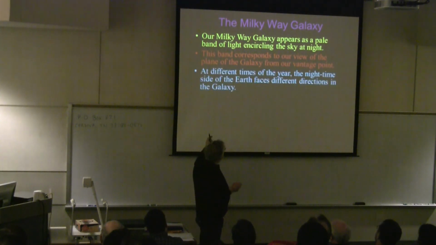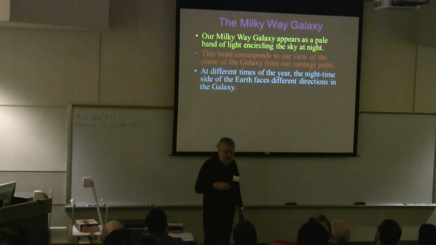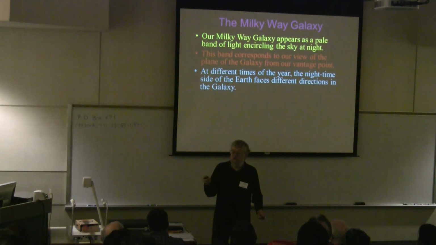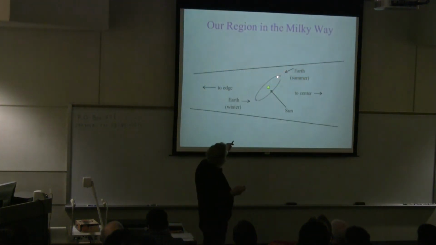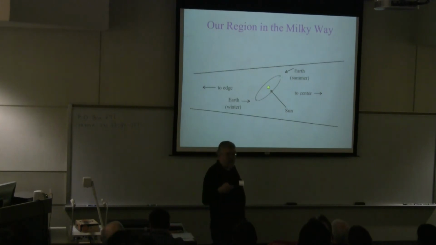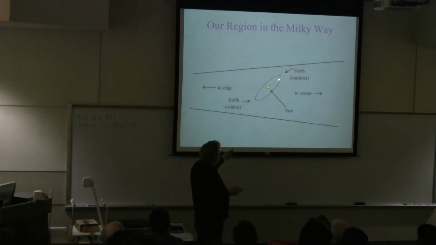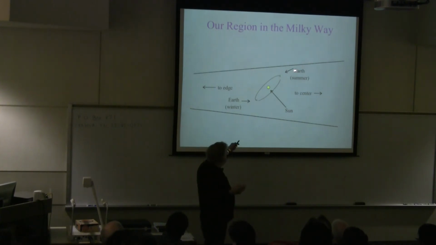And it's our ladybug view from where we are inside the galaxy. At different times of the year, the nighttime side of the Earth faces different directions. In the summer, the nighttime side of the Earth faces in towards the center of the galaxy, and it looks brighter in the summer because we're looking in towards the hub of the wheel then. In the winter, the Earth's orbit takes it out facing the outside of the galaxy, and we look out there and it's not nearly as bright through Orion and Gemini and so on.